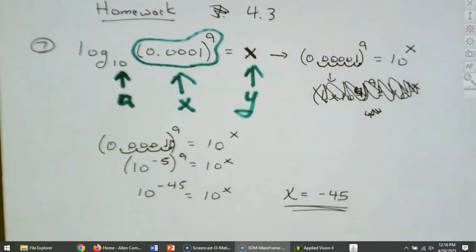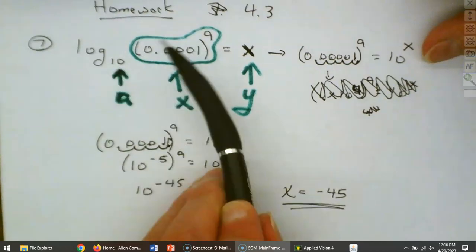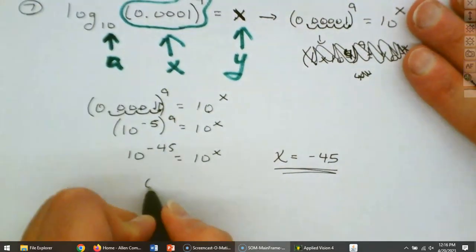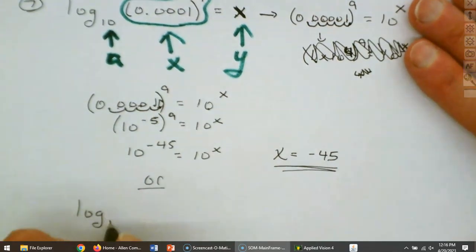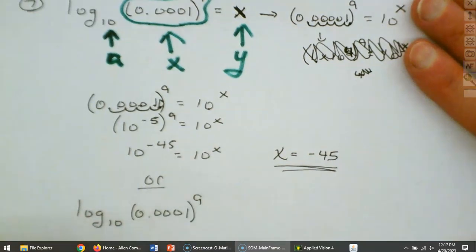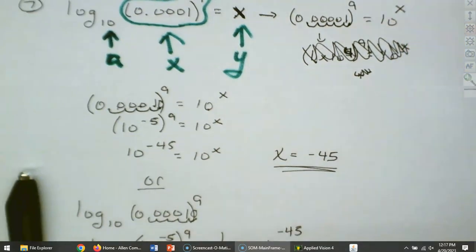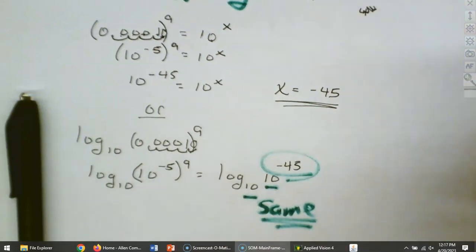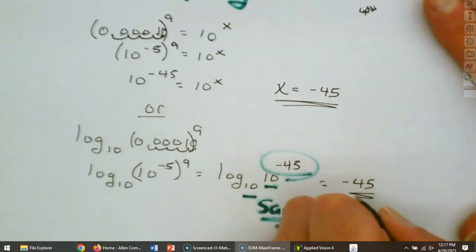I could have done it a little bit easier. If these bases are the same, then your x becomes your exponent. So you could have just done this. You'll get the same result. It's the exact same thing, just looks a little bit different. I could have converted this 1, 2, 3, 4, again, 5 places to make it a 10. And that would be log base 10, 10 to the minus 45th power. Okay, and if the number inside is the same, then it just becomes your power. So it could be the same as just simply writing it as negative 45. You could have done it that way.